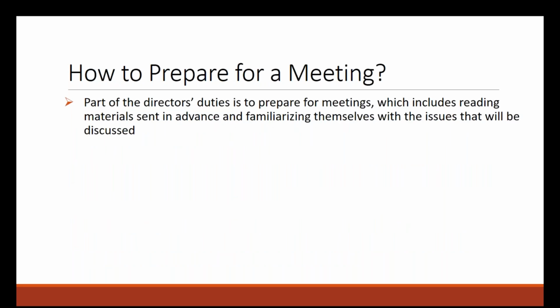Okay, so let's talk about preparing for your board meetings. Part of the director's duty is to prepare for the meetings, which includes reading materials sent in advance and familiarizing themselves with the issues that will be discussed. This helps the meeting run more smoothly. It cuts down on the length of meetings, so preparation is key.